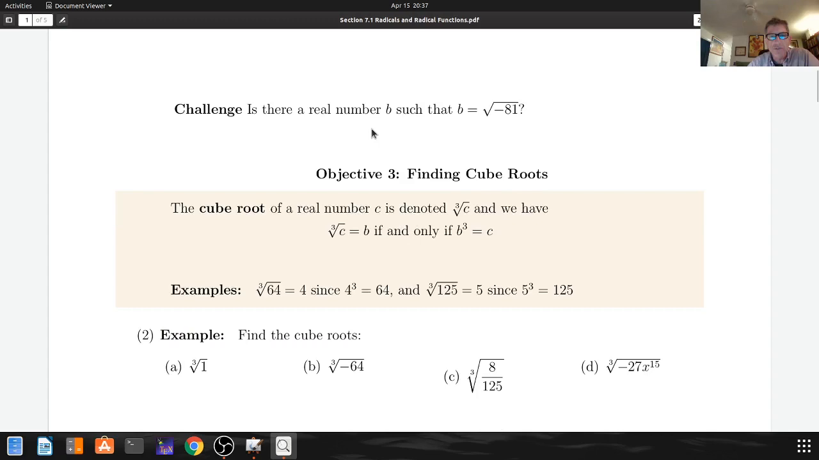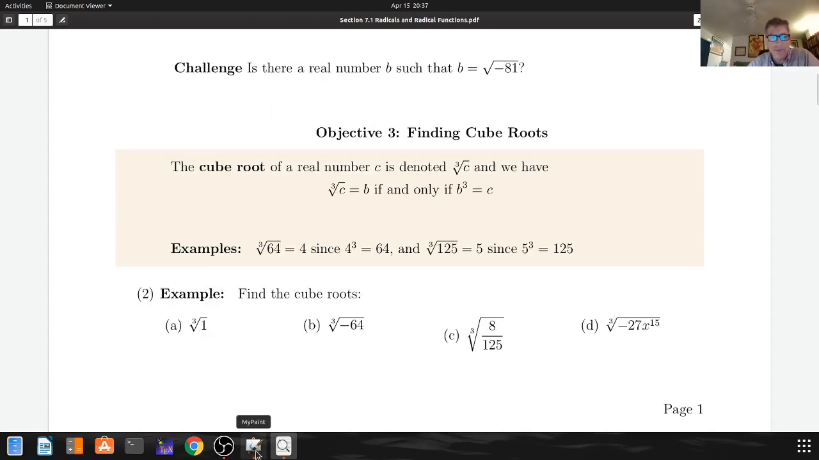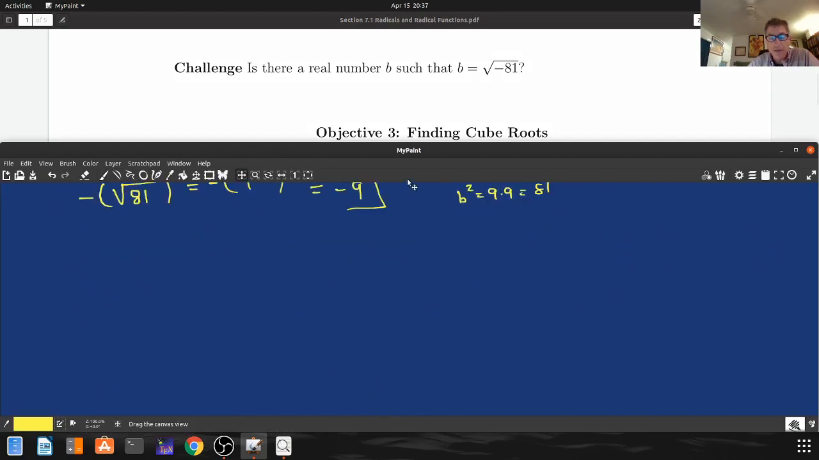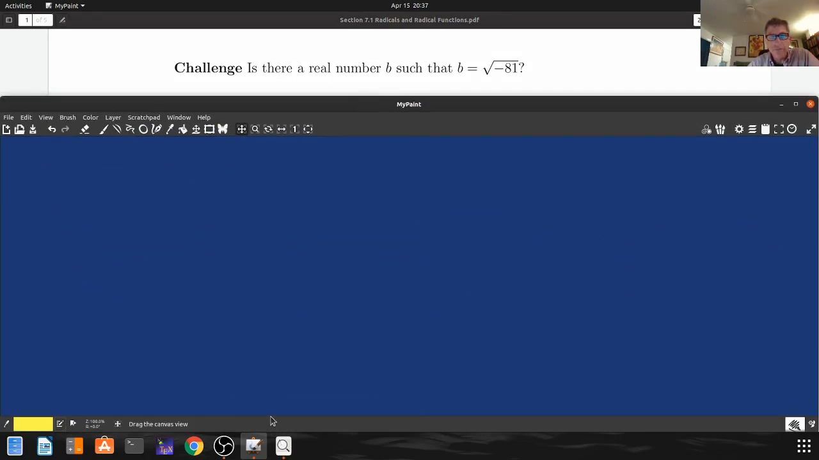Here is a challenge for you, and you actually should easily be able to figure this out by thinking about it, by using the definition. So is there a real number b such that b is equal to the square root of minus 81? Well, let's suppose yes. And let's see where it leads us. It'll probably lead us to a contradiction.